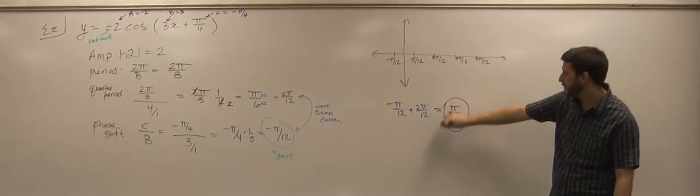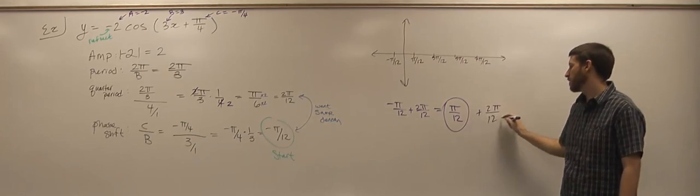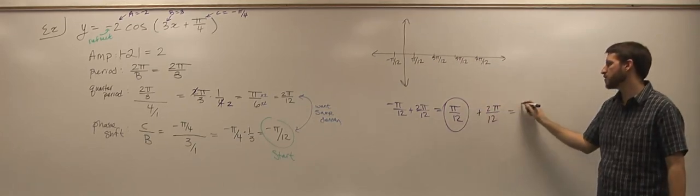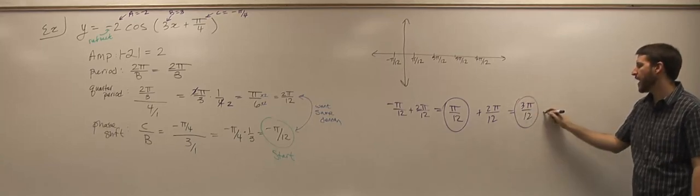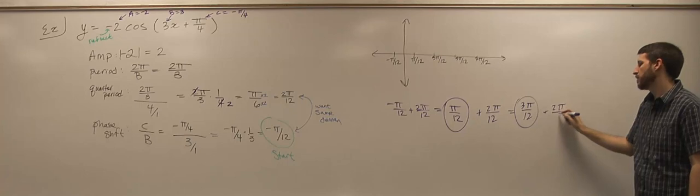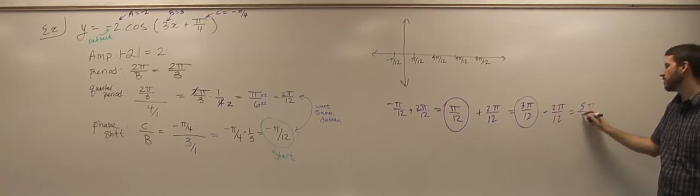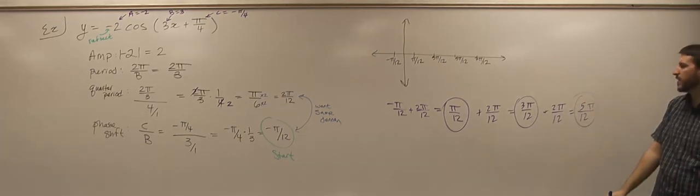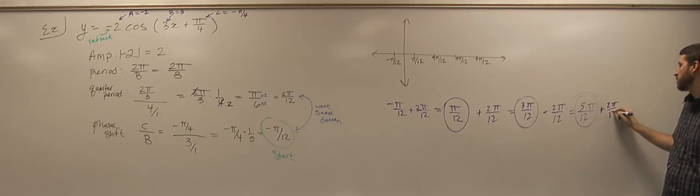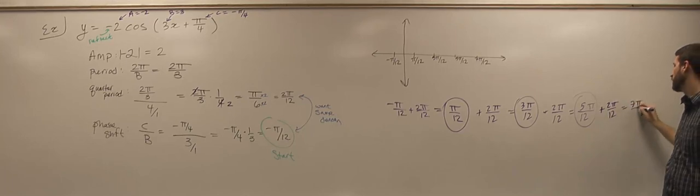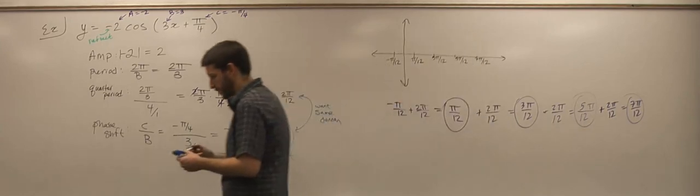And if you can't do that in your head, then you have to come over here and say, all right, after my first quarter period, I then have to add another quarter period. 1 pi plus 2 pi is 3 pi over 12. So there's my next important x value. Then I add another quarter period. 3 pi plus 2 pi is 5 pi over 12. There's my next important x value. Then I have to add one more quarter period, which leaves me at 7 pi over 12, which is my final important x.